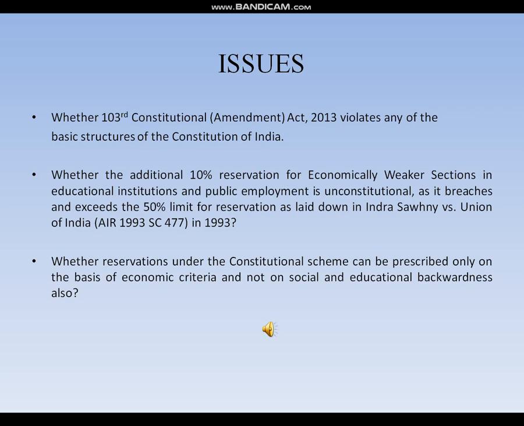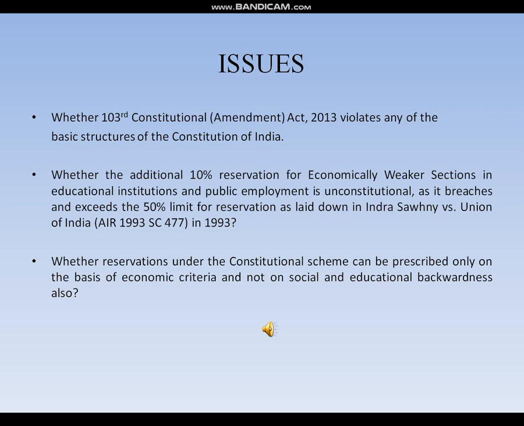The first issue, whether the 103rd Constitutional Amendment Act 2013 violates any of the basic structure of the Constitution of India. Now for this we need to know what basic structure means. If you remember the amendment chapter which was done in the Constitution, there is a mention of basic structure. By the end of this lecture, I will also discuss basic structure with you. Okay, so no need to worry about that. So the first issue was whether this particular amendment which brought about these special provisions violates the basic structure of the Constitution of India.